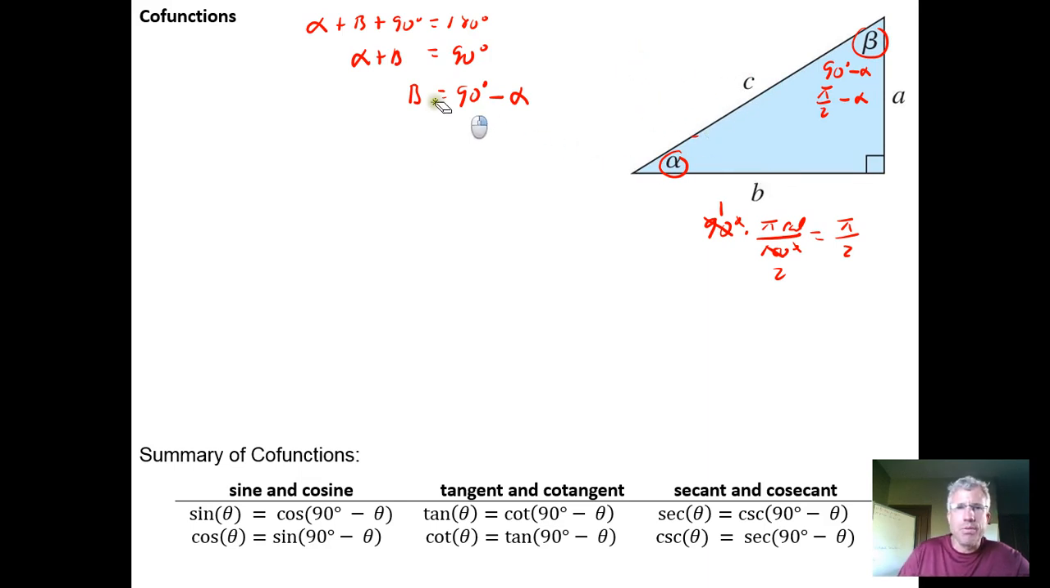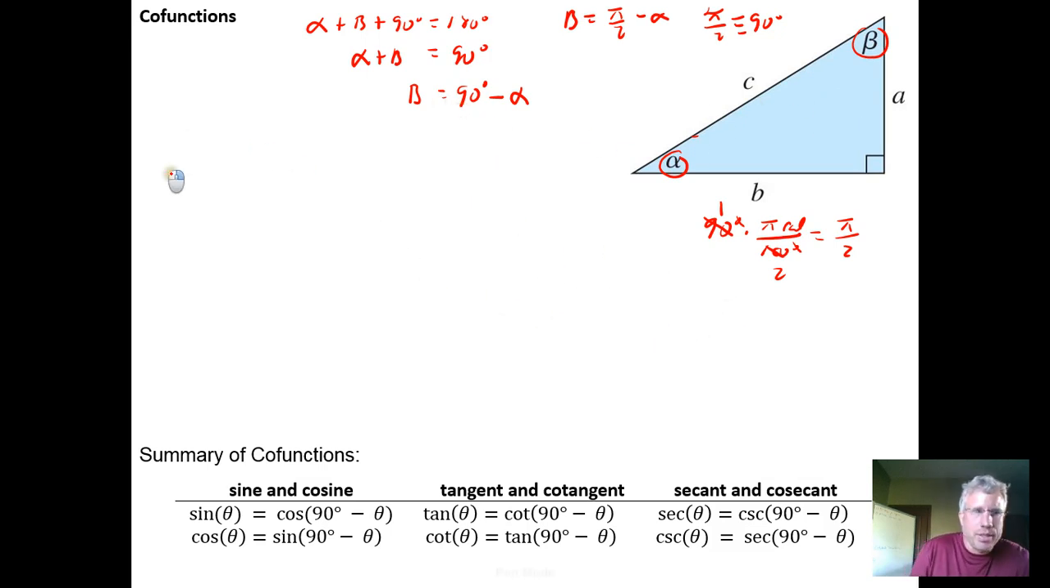So if we stick with degree world for a little bit, we'll hold on to the fact that beta equals pi over 2 minus alpha. Or in other words, pi over 2 is the same as, or equivalent to, 90 degrees. And we'll just stick with degree world for a little bit. So let's think about the sine function. So right here I have the sine of theta. And the claim here is that the sine of theta is equal to the cosine of 90 degrees minus theta.